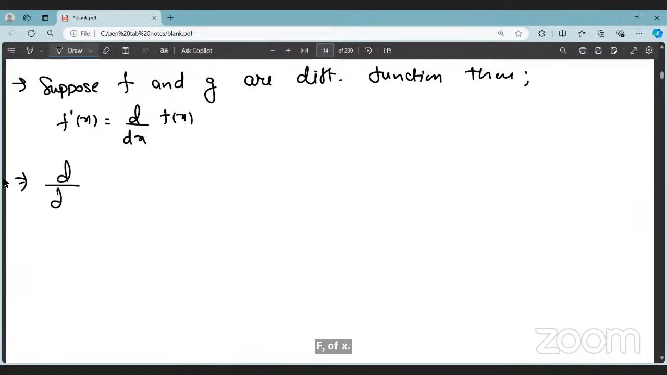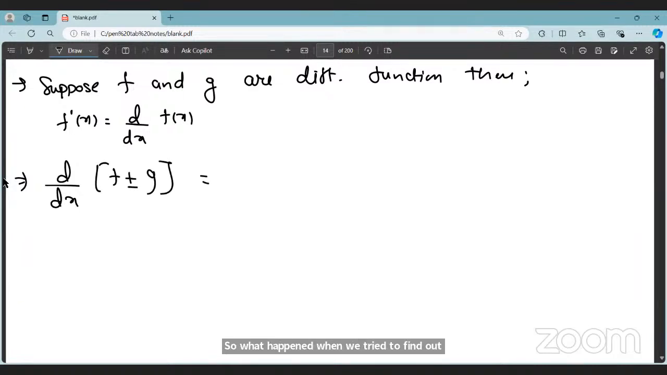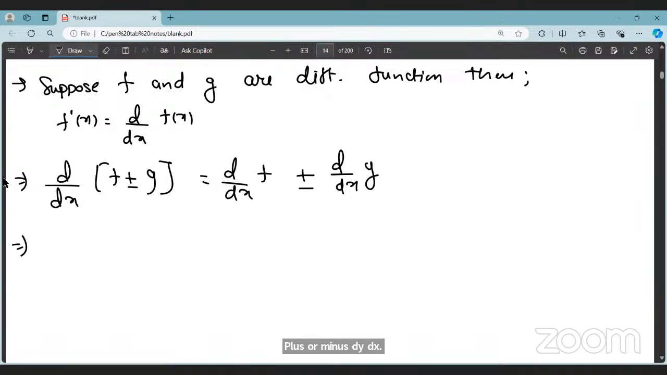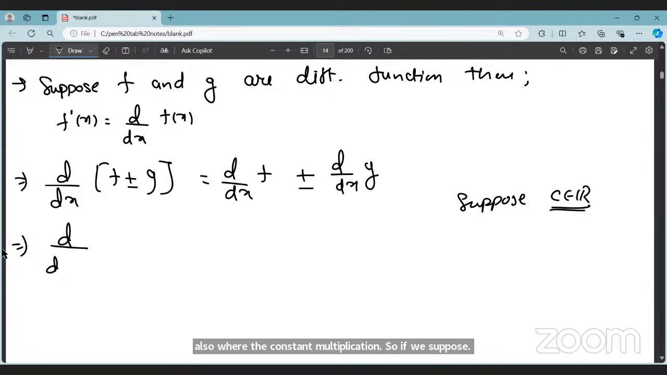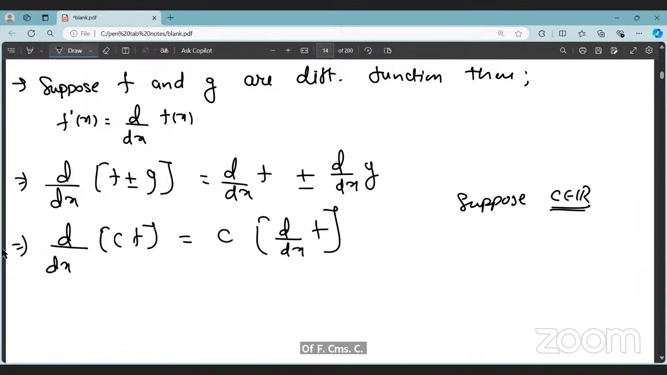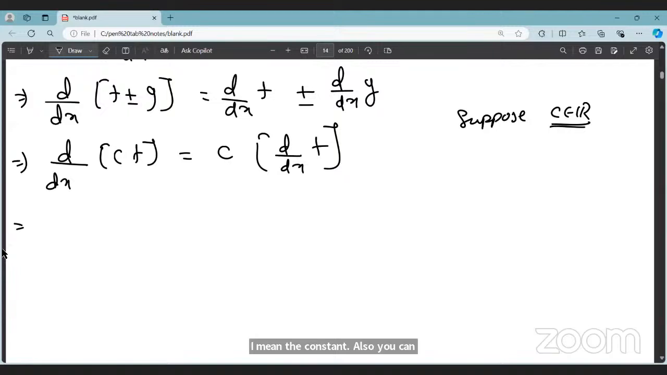So what happens when we try to find the derivative of addition or subtraction of two functions? Then the derivative will get distributed over each term, right? d by dx of f plus g is the same as d by dx of f plus or minus d by dx of g. So over addition and subtraction, it is quite easy, and also over constant multiplication. If c belongs to the real numbers and is any constant, then d by dx of c f is the same as c d by dx of f. The constant also you can take outside of your derivative.